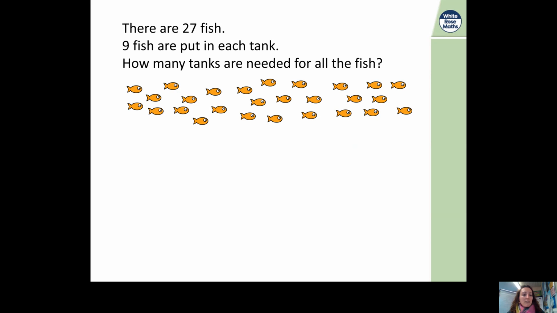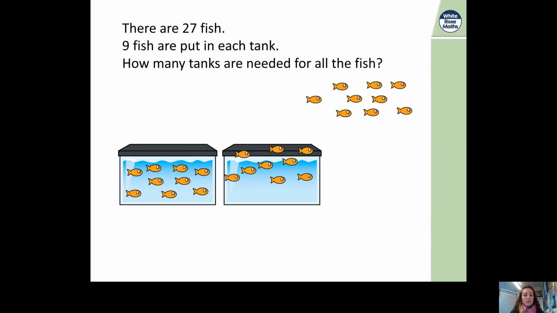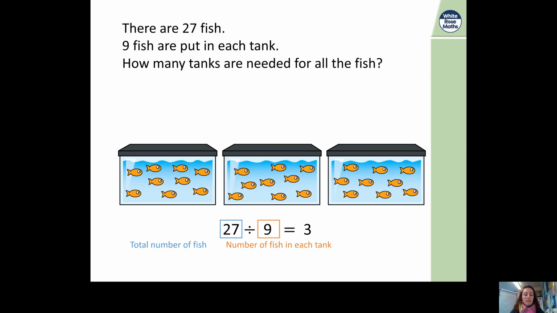Okay, slightly different question now. There are 27 fish, 9 fish are put in each tank. How many tanks are needed? So this time we are grouping the fish into groups of 9. So here's one tank. We need to put 9 fish in that one. We've got another 9 fish, we need another tank. And we've got a final tank for the last remaining 9 fish. So the calculation is 27, total number of fish, divided into groups of 9, 9 fish, which means we need 3 tanks.